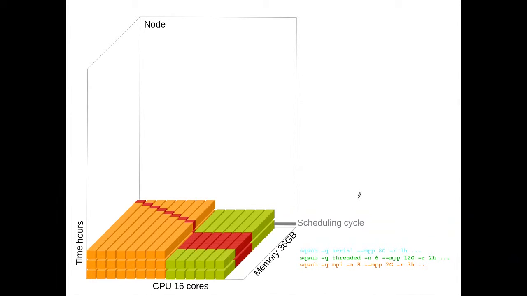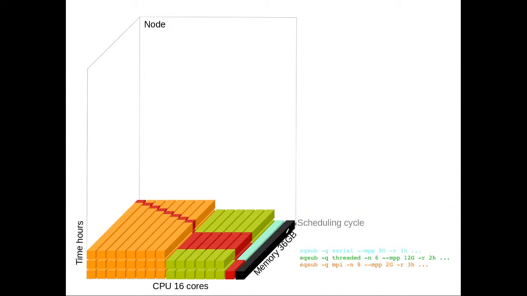So we have another job, because now this time it's a serial job with 8 gigs for 1 hour, and that would look something like this. So we have 8 gigs of memory on 1 core for 1 hour, and that job is able to start right away. So the next thing that we see is that there's still 1 core left, but all of the memory is taken up on this node.